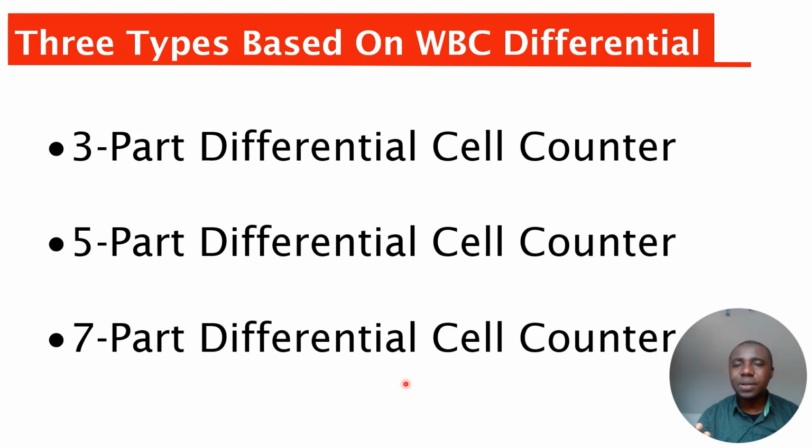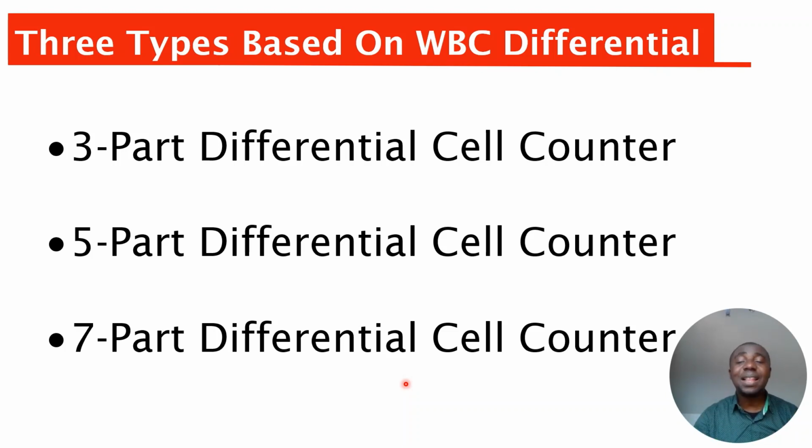What exactly are they doing? What they are doing is very simple. Remember that differential count has to do with different types of white blood cells. So you are looking at neutrophils, lymphocytes, monocytes, eosinophils, and basophils. In some cases, there are some that can only give you 3 parts, and they are not able to do the other ones. For example, they may give you neutrophils, give you lymphocytes, and then give you mixed cells. And that mixed cells will contain the monocytes, eosinophils, and basophils.